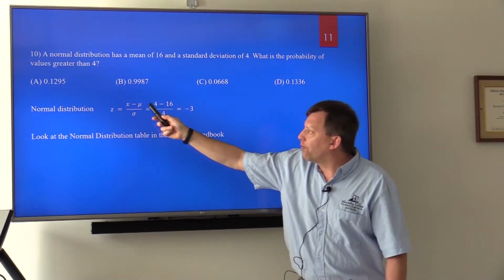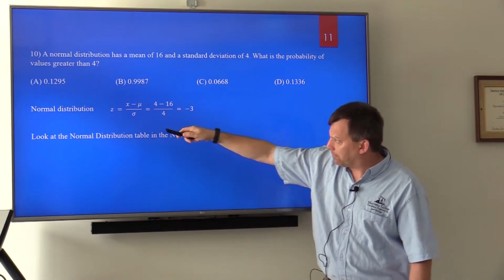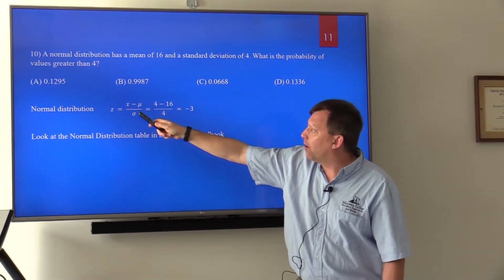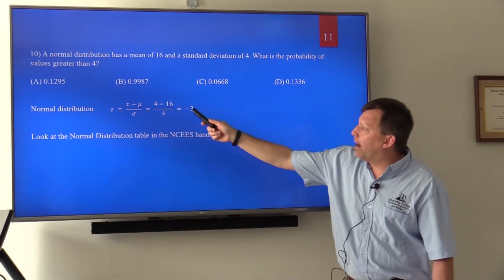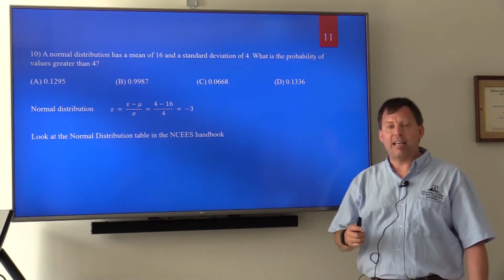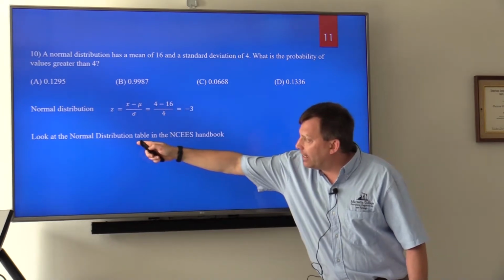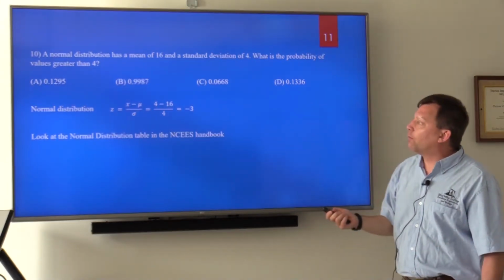So the formula for normal distribution is given here. This is the number we're looking for, this is the mean, and this is the standard deviation. So I get -3. Okay, that doesn't really tell me anything. In the NCEES handbook, there's a table that has the normal distribution on it.